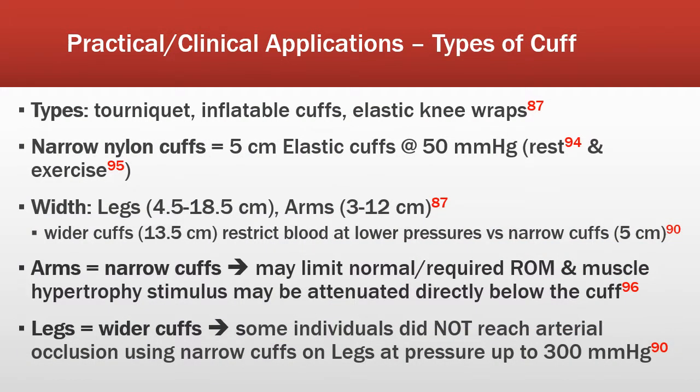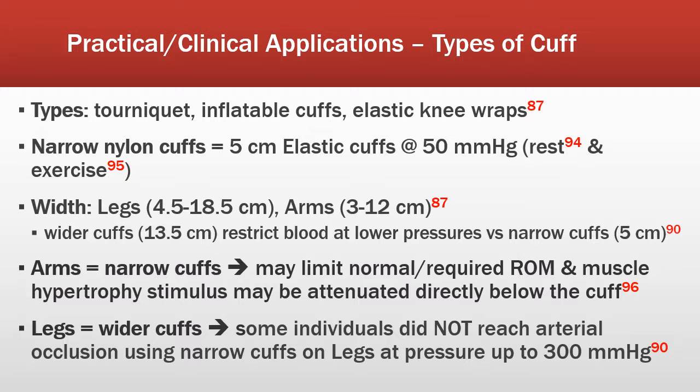All right, so types of cuff, there's many out there, right? So you have the tourniquets, inflatable cuffs, elastic knee wraps, narrow nylon cuffs. Widths, for the legs, you want to be 4.5 to 18.5 centimeters. Arms, a little bit smaller width.